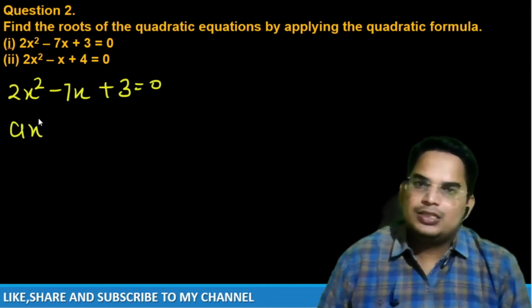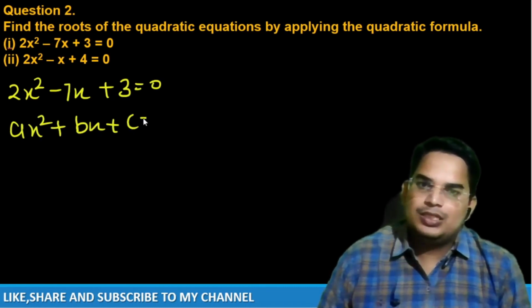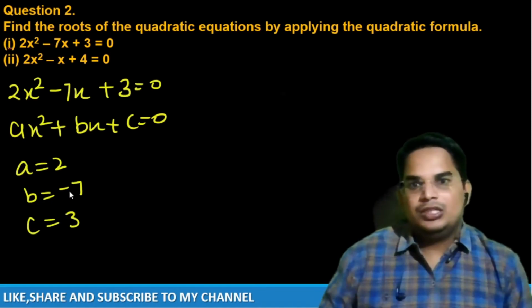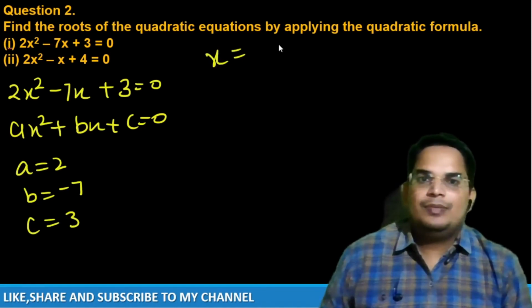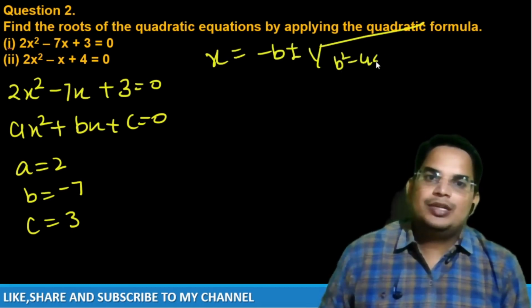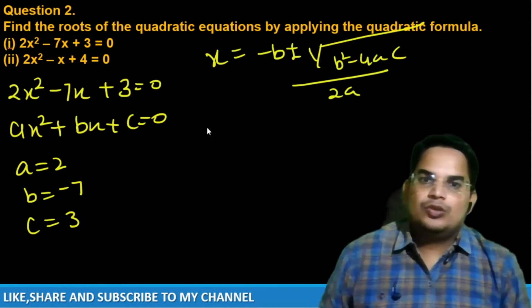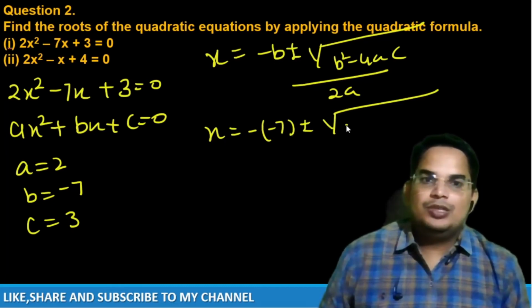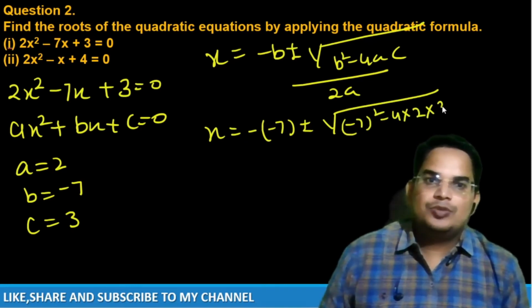Write down like this, ax² + bx + c = 0, and here a is equal to 2, b is equal to −7 and c is equal to 3. Okay children, now you will apply the formula x = (−b ± √(b² − 4ac)) / 2a. So x = −(−7) ± √((−7)² − 4 into the value of a, that is 2, and the value of c, that is 3) upon 2a, 2 into 2.